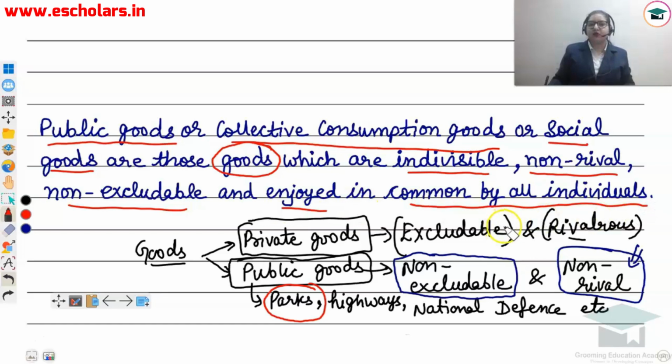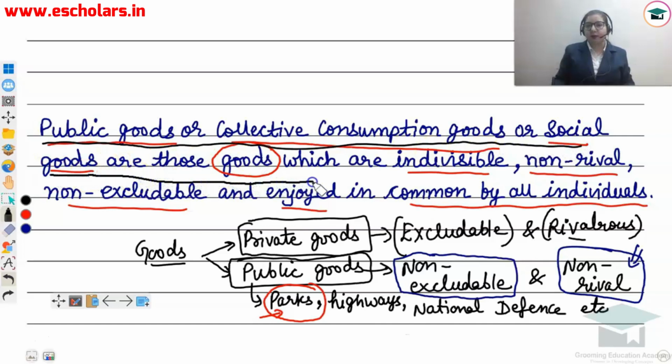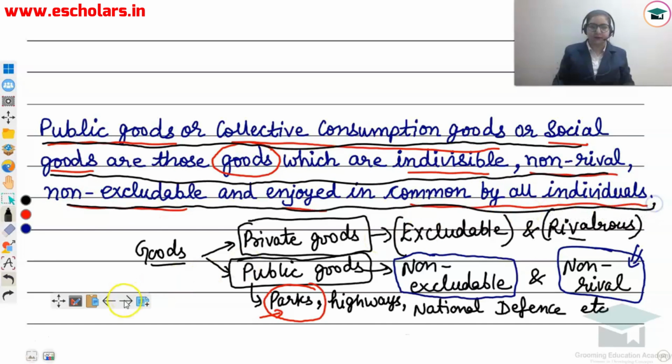Next, non-rival, non-excludable, and enjoyed in common by all the individuals. Public goods are enjoyed by all the people together in the economy. The park is the same, and it is used by all the people living in the society, right? So let's recall it. Public goods, or collective consumption goods, or social goods, are those goods which are indivisible, non-rival, non-excludable, and enjoyed in common by all individuals.